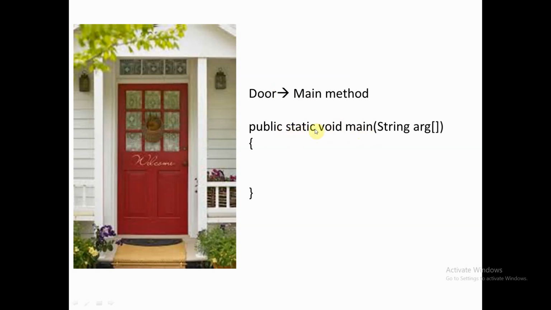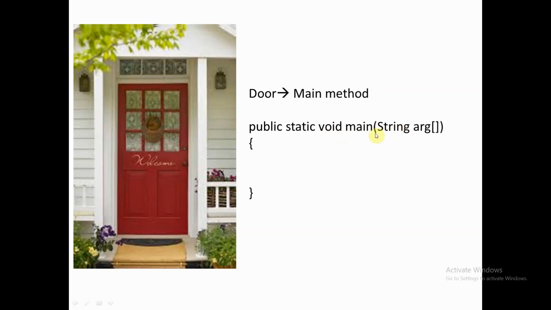And next one is, what is the return type of our main function? Our return type is void, which means it is not going to return anything. So always the main function's return type is void. The name of our function is main. And this main function has only one parameter, and that too it is a string array.